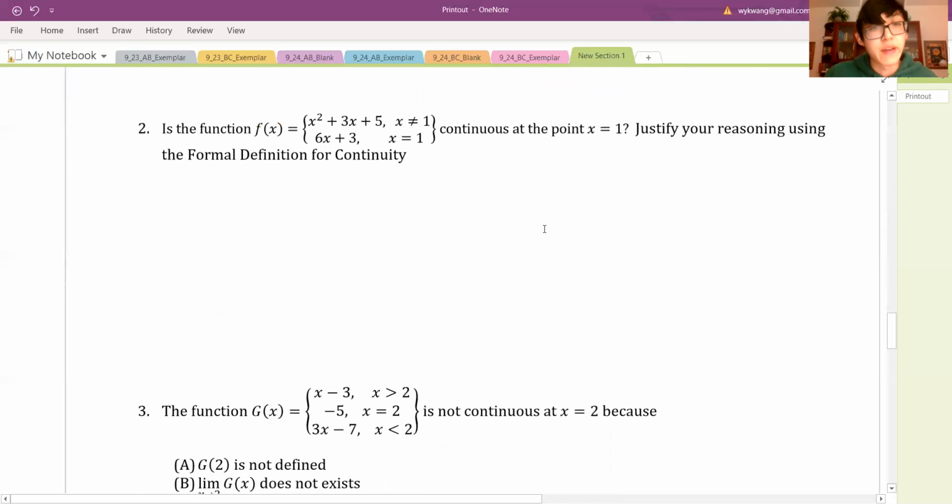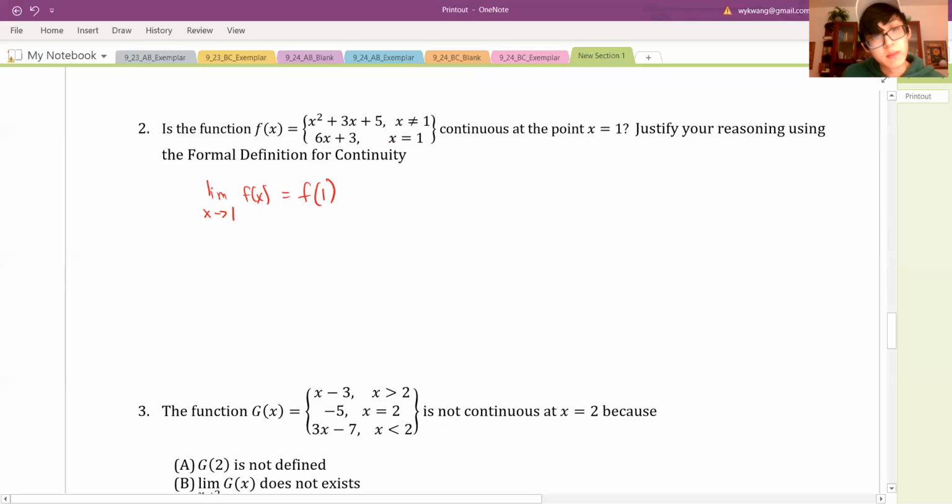Is the function f of x, this piecewise function, continuous at the point x equals 1? Justify your reasoning using the formal limit definition of continuity. Well, let's test x equals 1. So the limit as x approaches, it used to be a, now we replace it with 1, of f of x must equal f of a, or f of 1 in this case. So what is the limit as x approaches 1 of f of x?